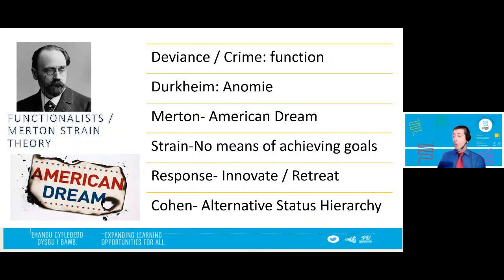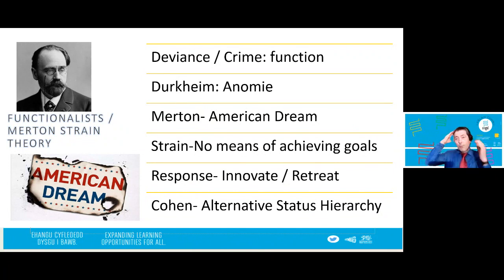Now, Merton proposed a theory that people wanted to achieve the American dream, which is basically money, status, and power. And when they did not have the means of achieving those goals, it led to a strain theory. It led to people suffering from strain because they did not have the means to achieve those goals.